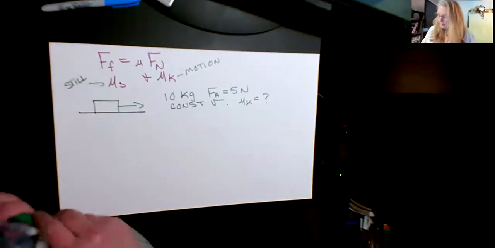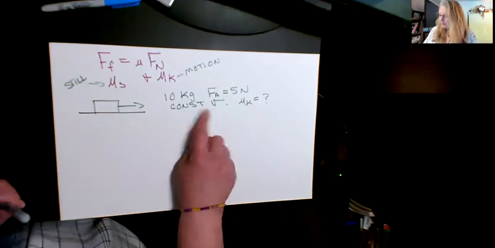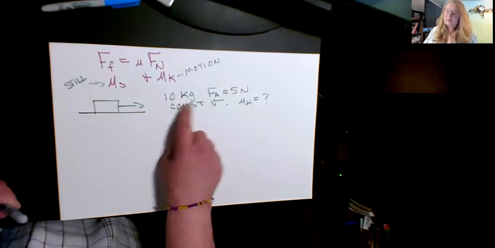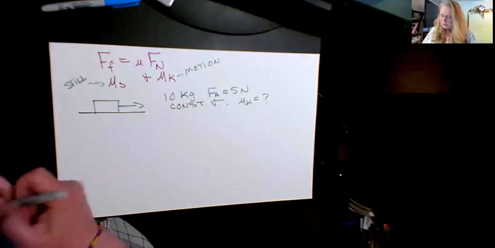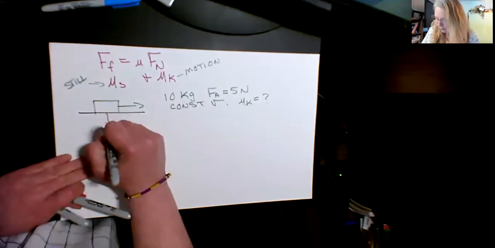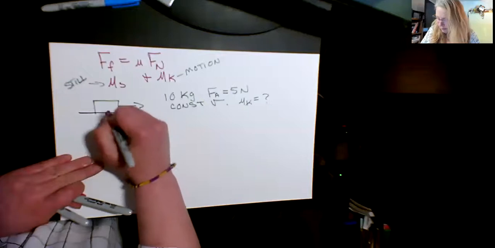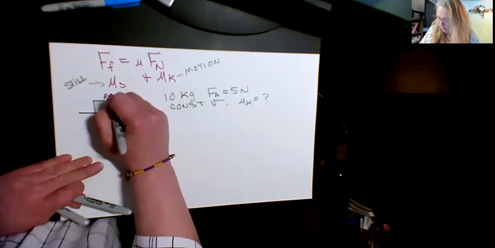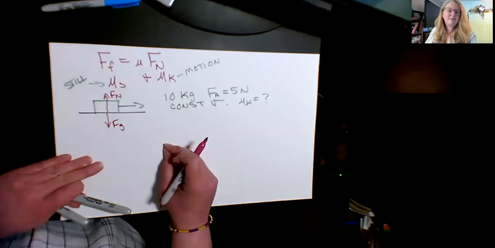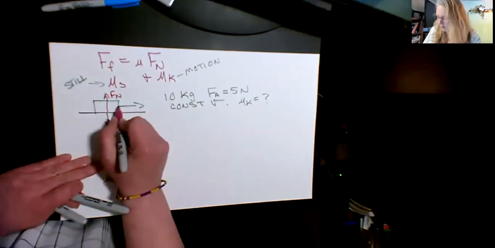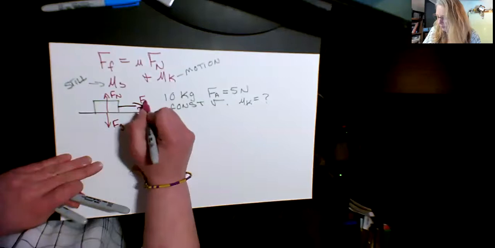So this one says this is moving at a constant velocity. It's a mass of 10 kilograms, and I'm applying a 5 Newton force. Really important: we're always going to start with our free body diagram. So I have the force of gravity down. I have the force normal up. In this case, they are completely 180 from each other because it's a flat surface. And I have this force applied going this way.